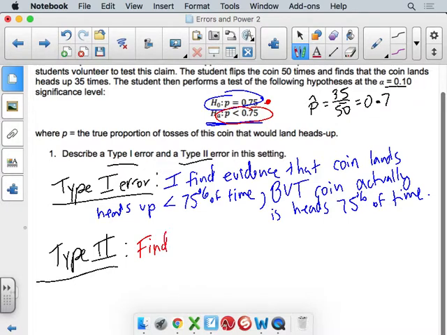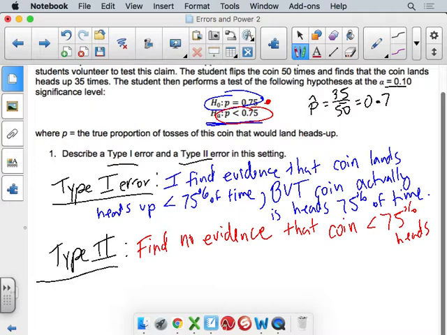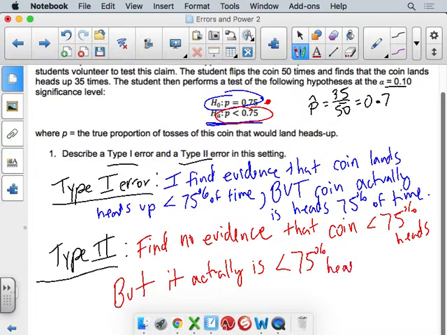You find no evidence. You actually did the problem, you found no evidence that the coin is less than 75% heads, but basically on this one, you believe the manufacturer's claim, like you found evidence for it, but it's wrong. You found no evidence that the coin is less than 75% heads, but it actually is less than 75% heads. So these are just the opposite errors of each other.